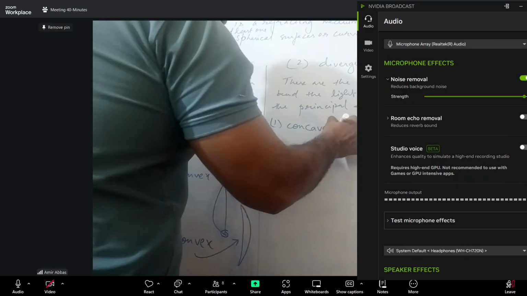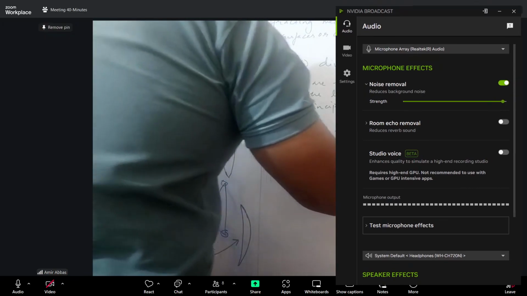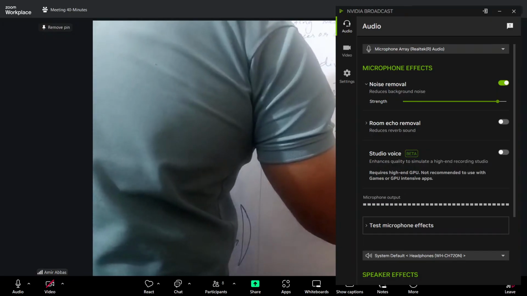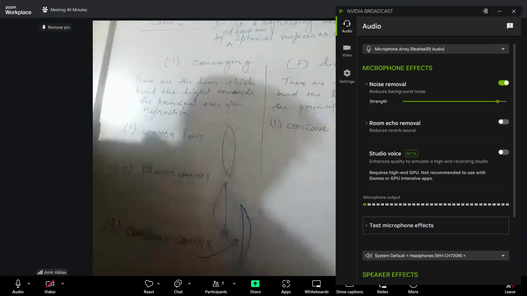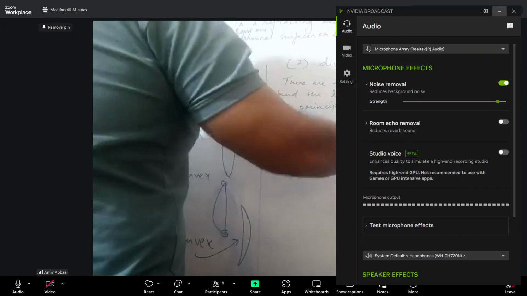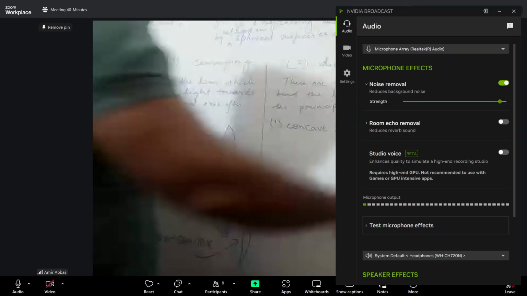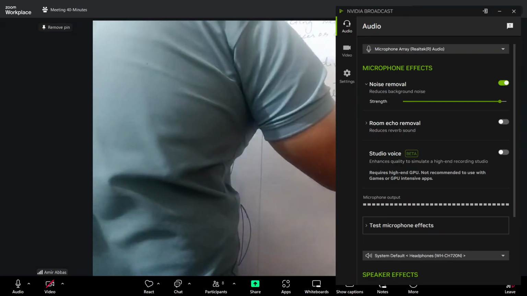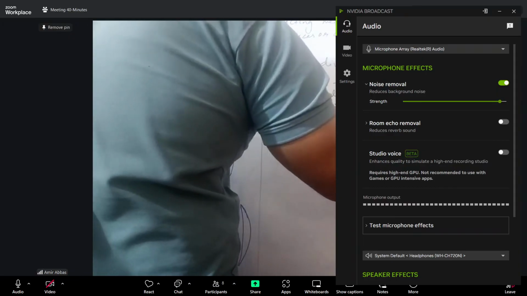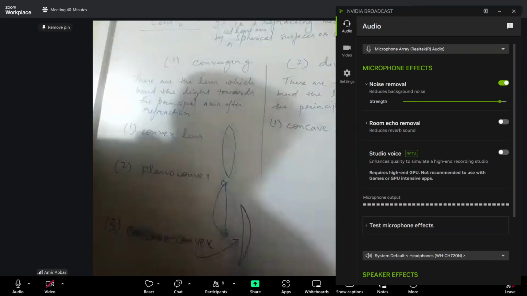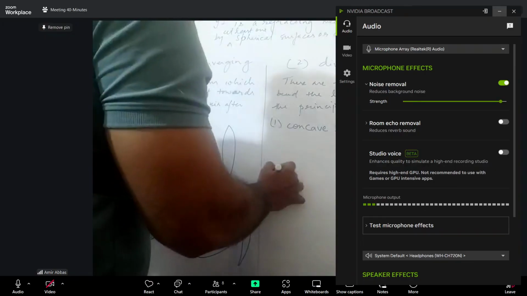Similarly, there is concave lens. What kind of shape is it? All of you know. It is like this. Have you got this? It is thick at the edges and thin at the middle.